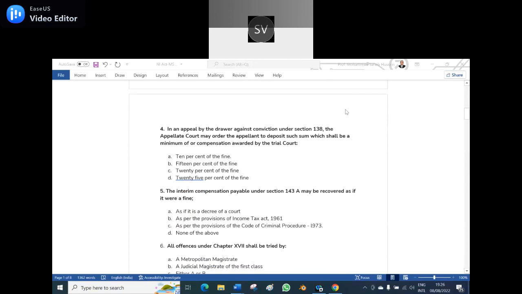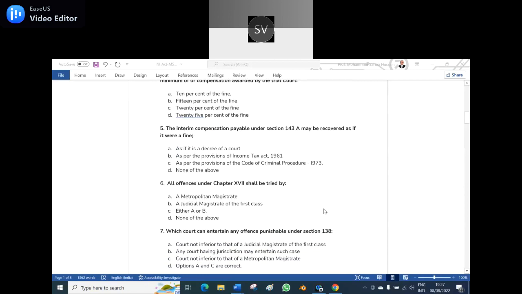Fourth question. In an appeal by the drawer against conviction under section 138, the appellate court may order the appellant to deposit such amount which shall not be less than a minimum of the compensation awarded by the trial court. Option A, 10% of the fine. Option B, 15% of the fine. Option C, 20% of the fine. Option D, 25% of the fine. Option C. Yes, option C is the correct answer, 20% of the fine.